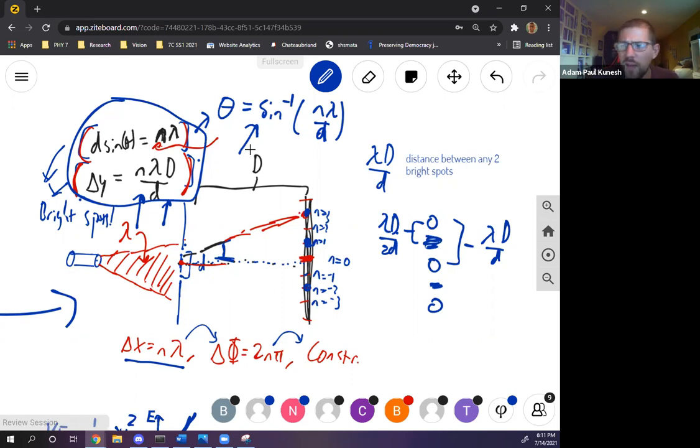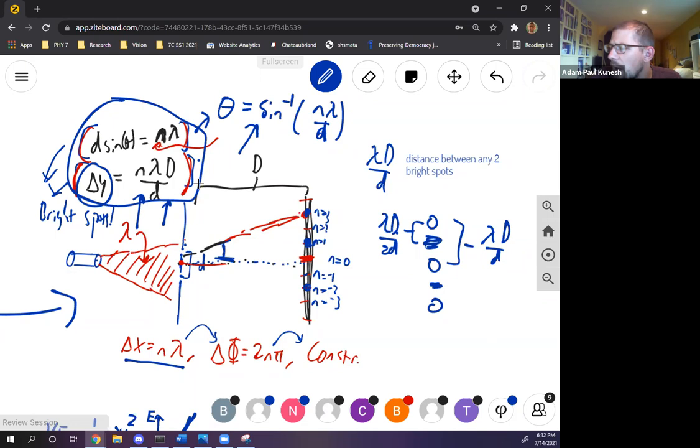One intuition that I'd like to give while we're here, looking at this lower one, delta y equals n lambda capital D over little d. This shows me that if I shrink the distance between my two sources, i.e. if I make the slits closer together, then the diffraction pattern will spread out more. So the tighter I make my slits, the wider my diffraction pattern will get.